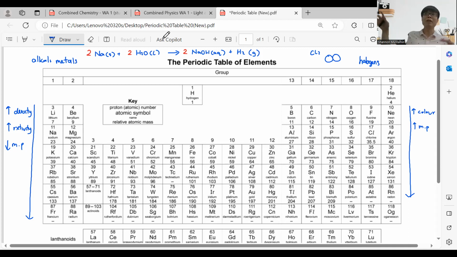It's just that I'm trying to summarize everything here. And then your reactivity decreases. The color intensity increases. It means as you go down, it gets darker. If you want, you can write darker. So you understand this.